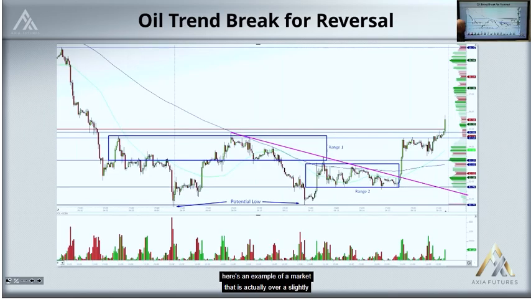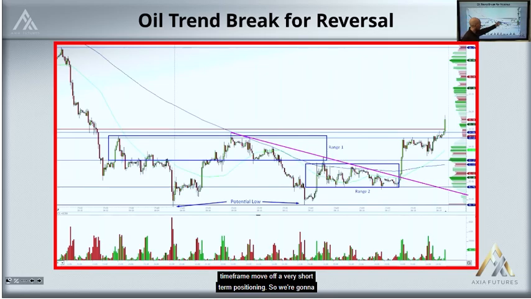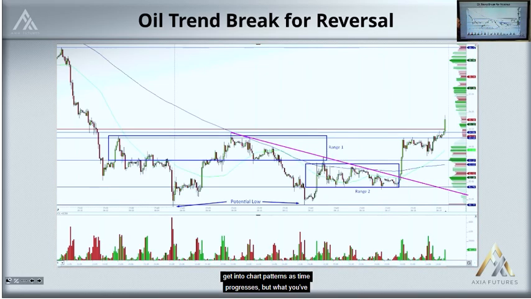So here you go. Here's an example of a market that is actually over a slightly longer period, but this is allowing you to play a longer time frame move off a very short-term positioning. So we're going to get into chart patterns as time progresses. But what you've essentially got here is a double bottom. And this is pretty textbook double bottom. But this is created over the course of 3 weeks. That's going to be a hard trade to play.